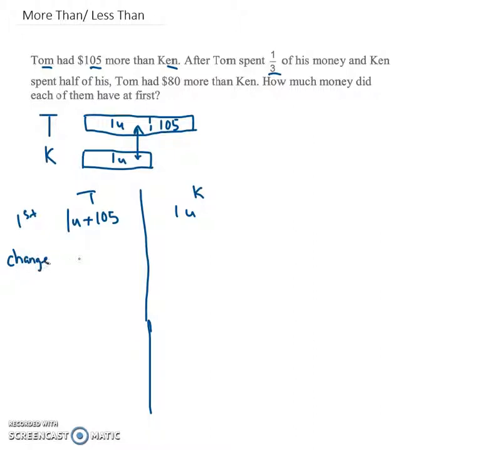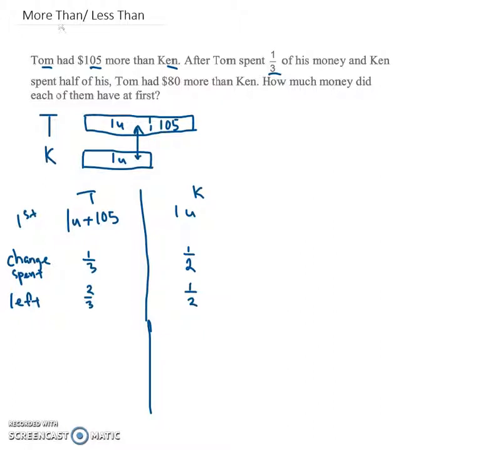change. So Tom spent 1/3 of his money, so spent, and Ken spent half of his money. Okay, so you have to understand this line as well, otherwise please ask for my help. Stop the video and ask for my help. And then after that, there is the leftover amount, which is if I spend 1/3, therefore I have 2/3 left. If I spend half, therefore I have half left.